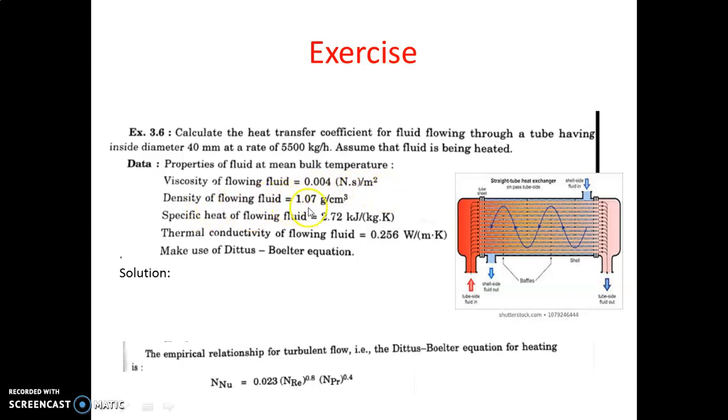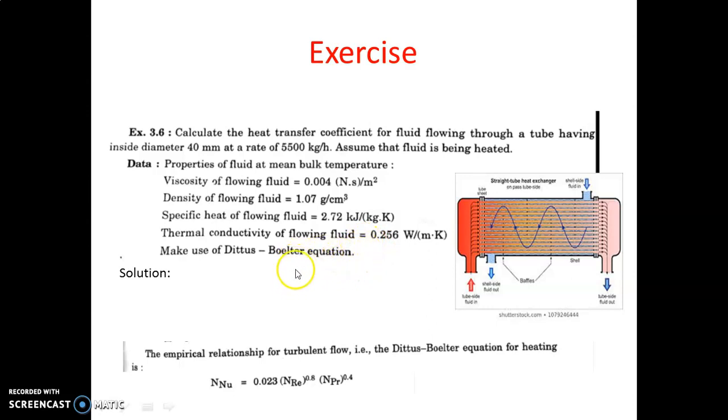Density of the fluid is 1.07 gram per centimeter cube. Specific heat of the flowing fluid is equal to 2.72 kilojoules per kg Kelvin. Thermal conductivity of the flowing fluid is equal to 0.256 watt per meter Kelvin. And here it is mentioned to make use of the Dietz-Boelter equation.